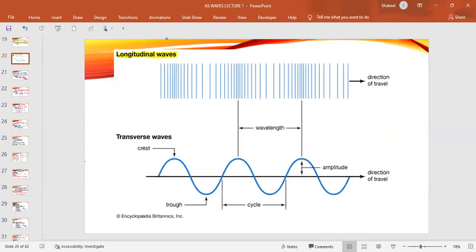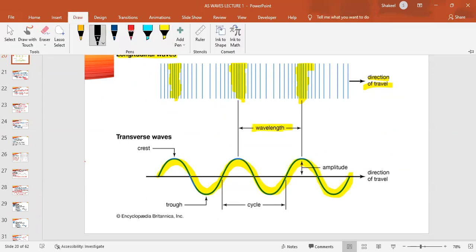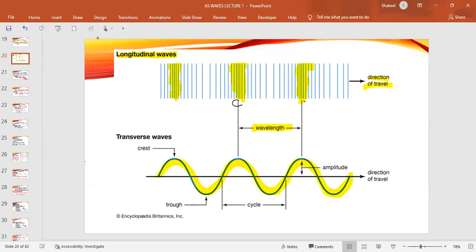Now here is the longitudinal wave, and this is the direction of travel. You can see these are the compressions, which I am labeling with yellow. The middle between two compressions is the expansion. For the transverse wave, it is an up and down thing, and everything is labeled, like wavelength. You can say the wavelength is from the center of a compression to the center of the next compression, or from the top of a crest to the top of the next crest.